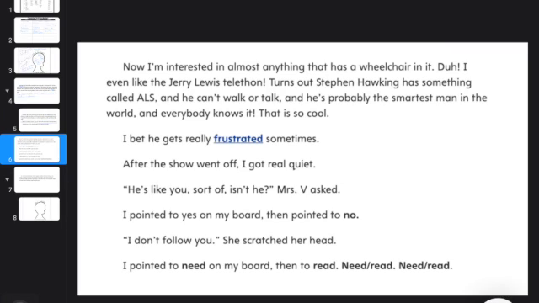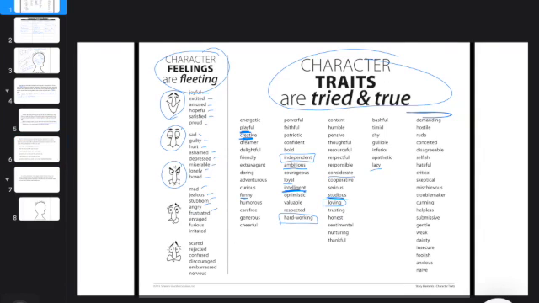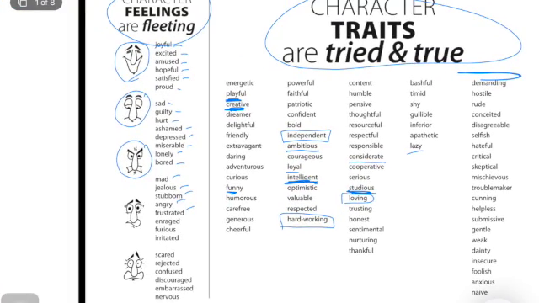Well, I see that she is not talking about watching somebody that is smart. And she understands that he gets really frustrated sometimes. And she got real quiet. But then she was asked a question, and she pointed to yes on her board, then pointed to no. Then she pointed to need, read, need, read. What does that tell us about her?